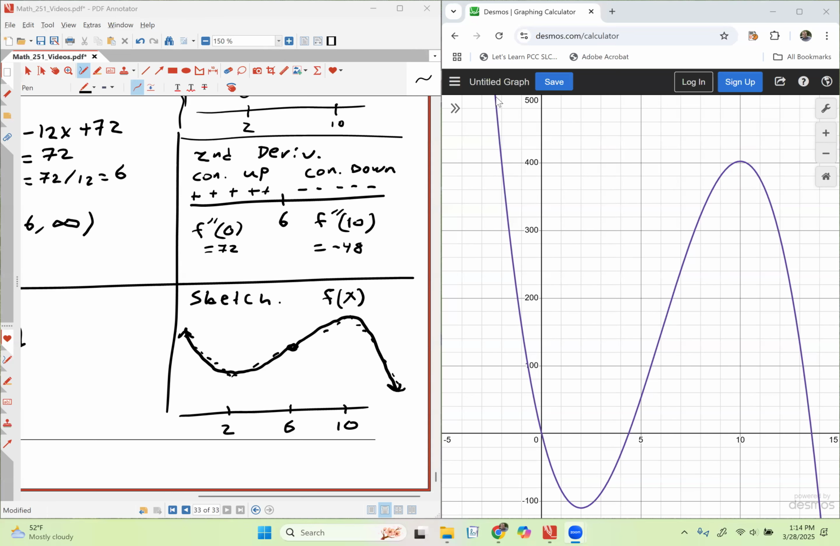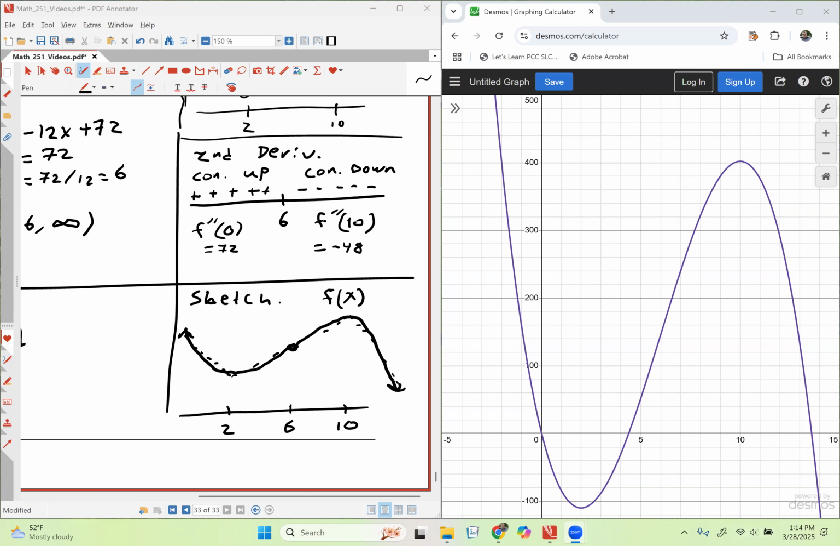Here's my graph in Desmos. Going into 2, it's decreasing. There's my min at 2. At 6, I have that inflection point. That looks great. I have my maximum at 10, and it's concave down from 6 to infinity.